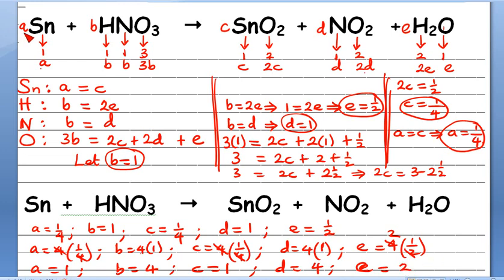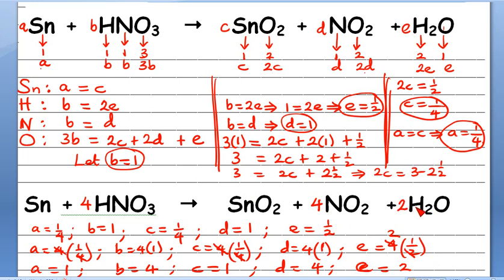So let me put the values. A is 1, so you don't have to write the 1. For the tin, then B is 4, so we're going to put 4 there. Then for this place we have C, that's 1. You don't have to write 1, just leave it like that. Then D is 4, so we're going to put 4 here. Then for E, E is 2, so we'll put 2 here.